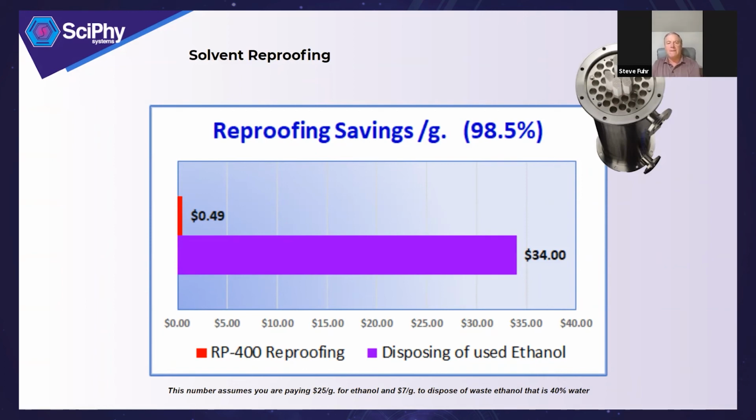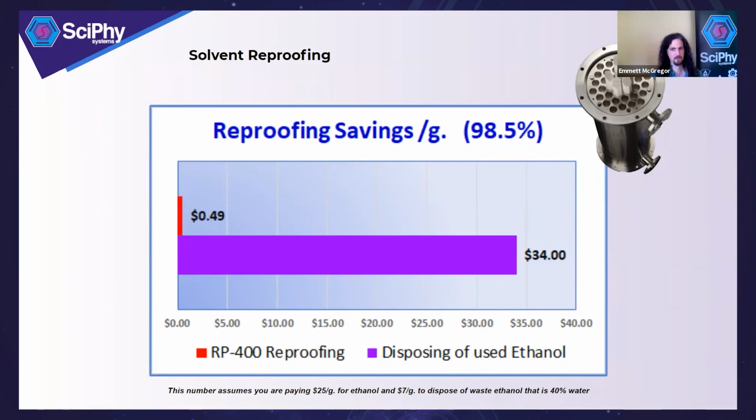So what this graph is showing right here is the difference in cost between constantly replacing this used ethanol that drops in proof and gathers water each time you use it in extraction, versus running it through another type of membrane system that we use. It's actually a ceramic type of membrane, and the delta is huge. $34 a gallon to constantly buy it and replace it versus 49 cents a gallon. And I'm going to say that number again. We can reproof your ethanol for 49 cents a gallon.